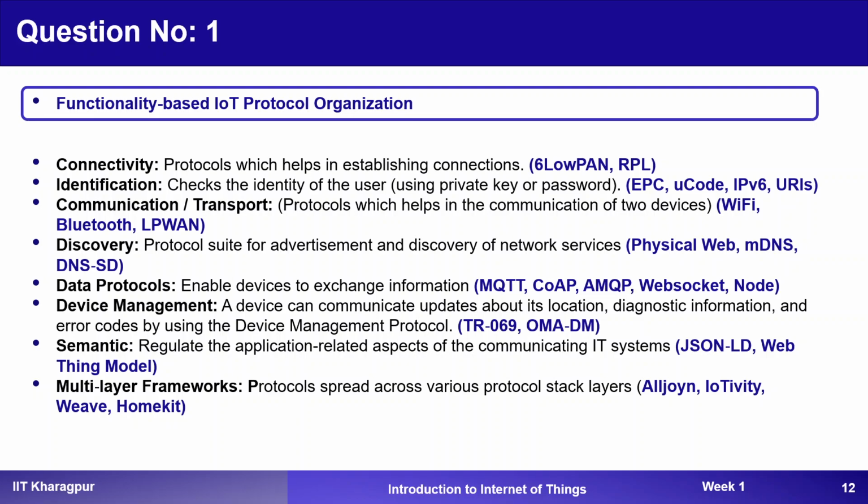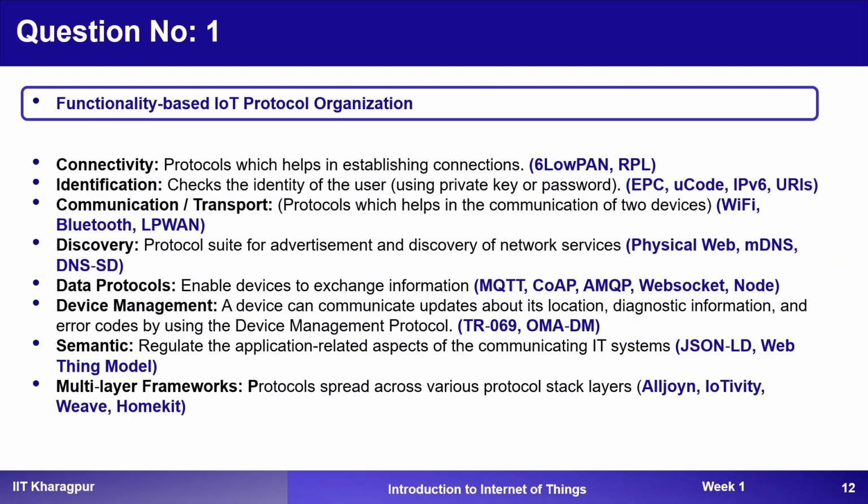After that, next one is your communication and transport protocol. This communication protocol is responsible for making two devices communicate with each other. See, first one is your connectivity protocol. Connectivity protocol is just making a connection between two devices. However, your communication protocol is responsible for exchanging data between two devices. So examples of this communication protocol are Wi-Fi, Bluetooth, LPWAN.